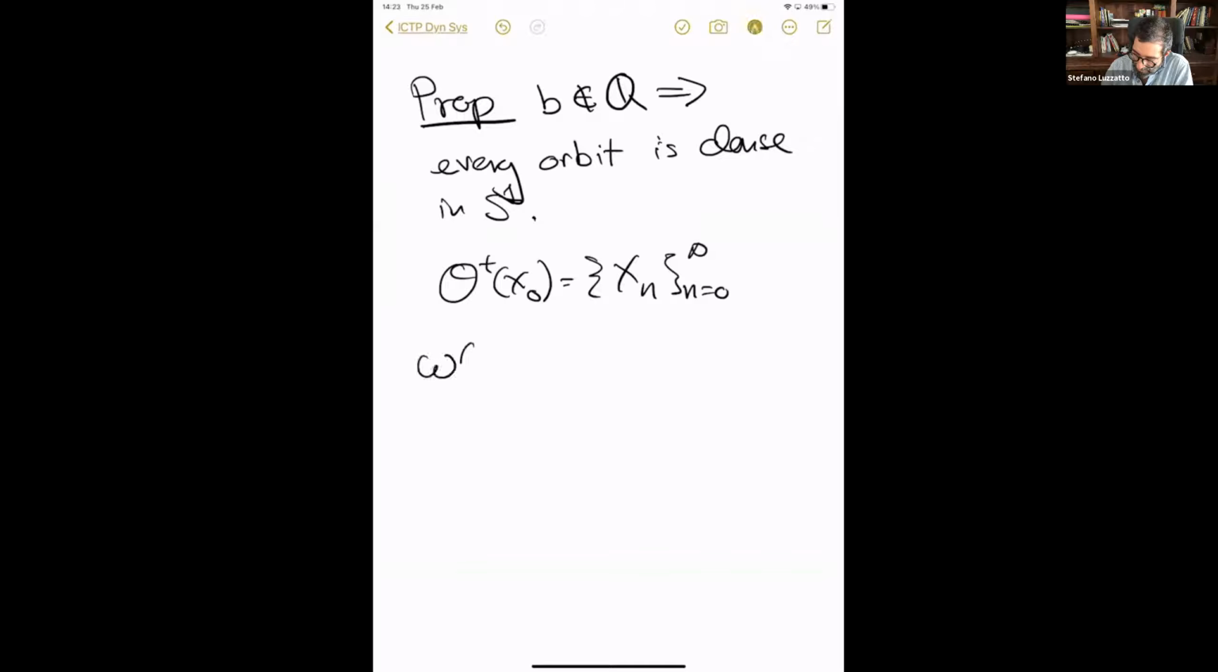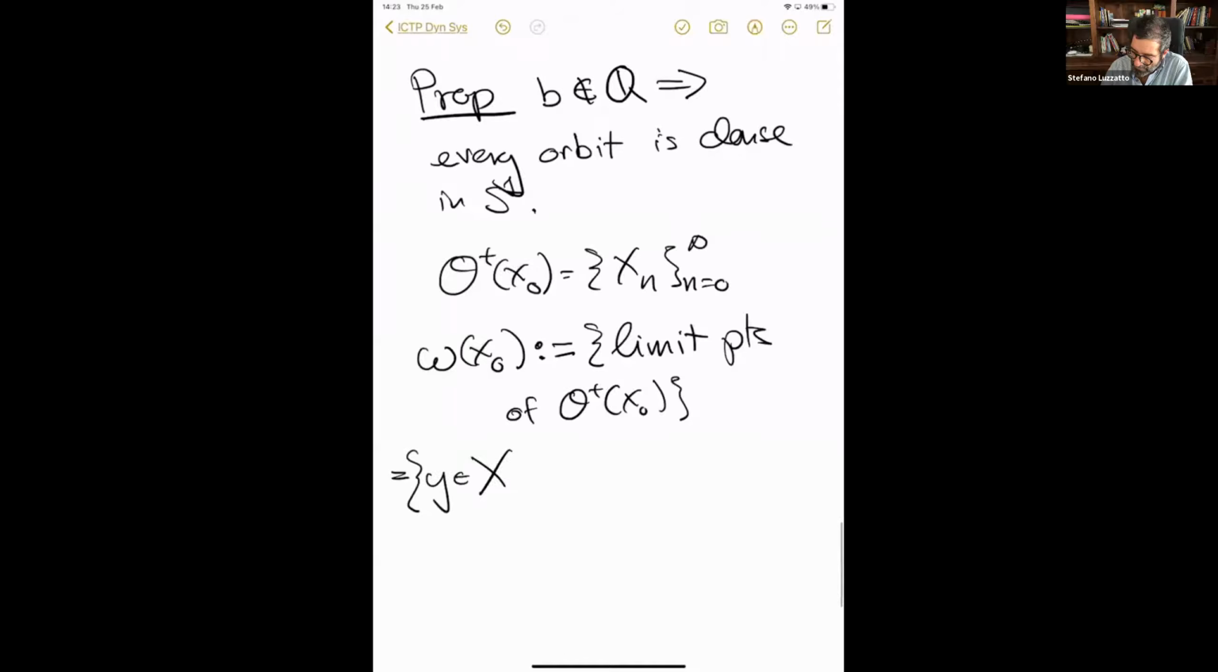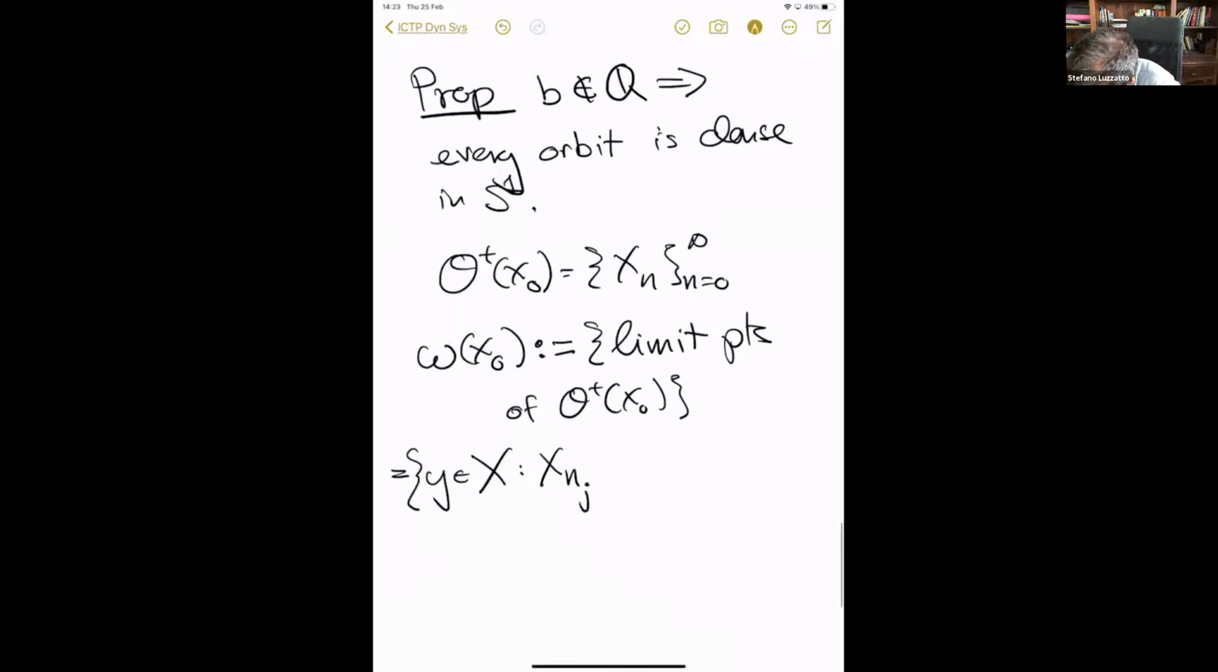But let me just say that the omega limit set of x naught is by definition equal to all the limit points of this orbit. More precisely, it is equal to all the points y in our space X, in a general metric space, such that we can find a subsequence of the orbit which converges to y as n_j goes to infinity.